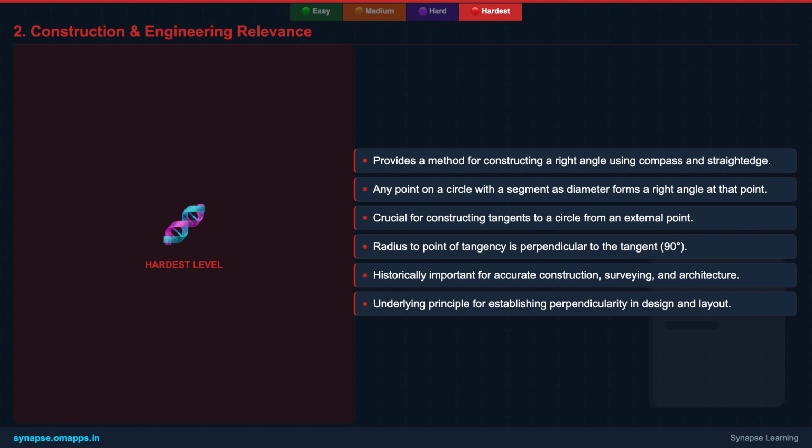By creating a semicircle with the line segment from the external point to the circle's center as its diameter, the points where this semicircle intersects the original circle are precisely the points of tangency. This is because the radius drawn to the point of tangency must be perpendicular to the tangent, a perfect application of our theorem. Though modern engineering uses advanced tools, the underlying geometric principles for establishing perpendicularity, derived from theorems like this, remain crucial for precision in design and construction.